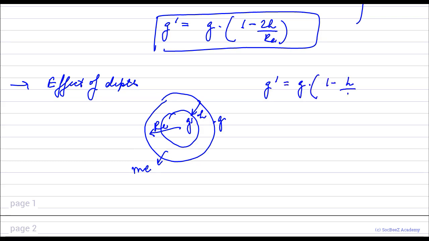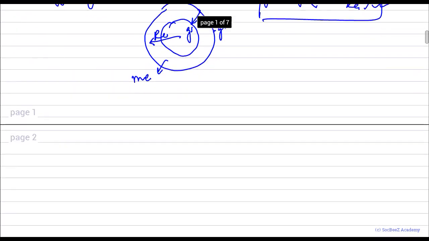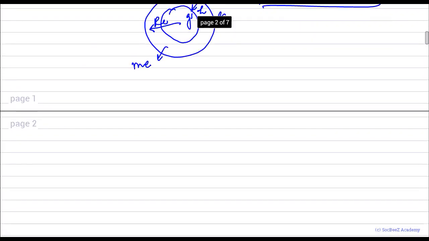this. So this is something which we need to remember simply. We see that with increasing depth, my acceleration due to gravity decreases. It becomes equal to 0 at the center of the Earth. So this is one result which we should remember. Effect of altitude, effect of depth, and effect of latitude, that is my third effect.